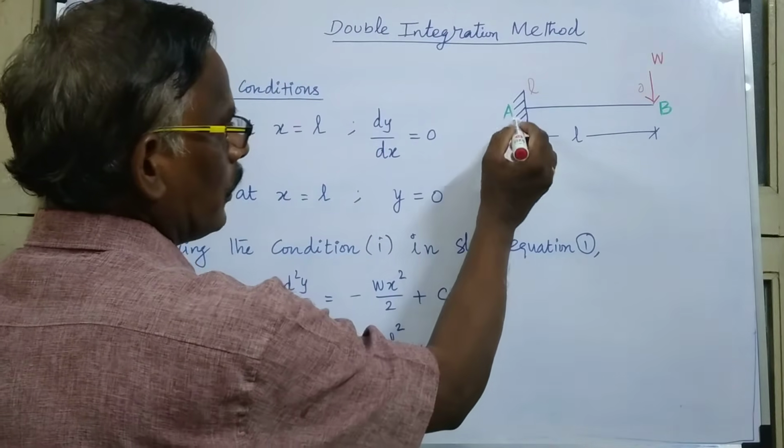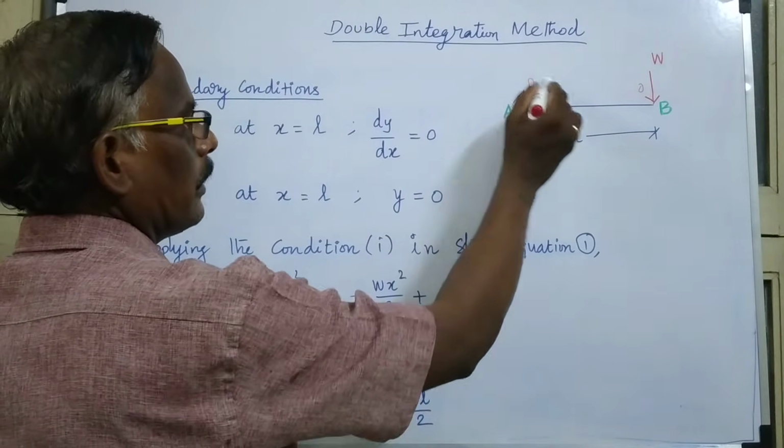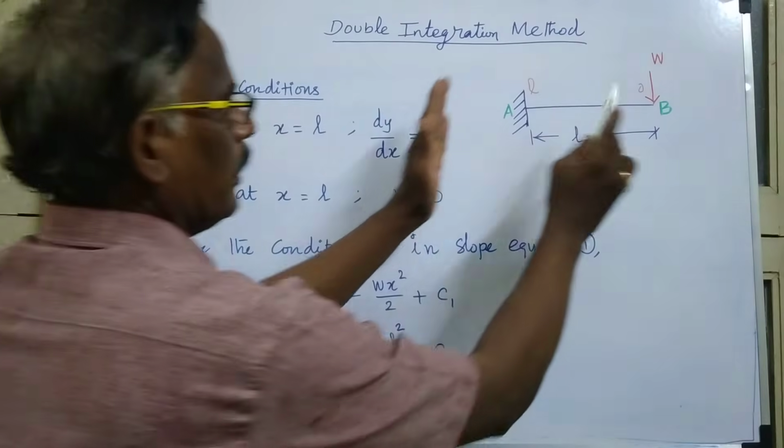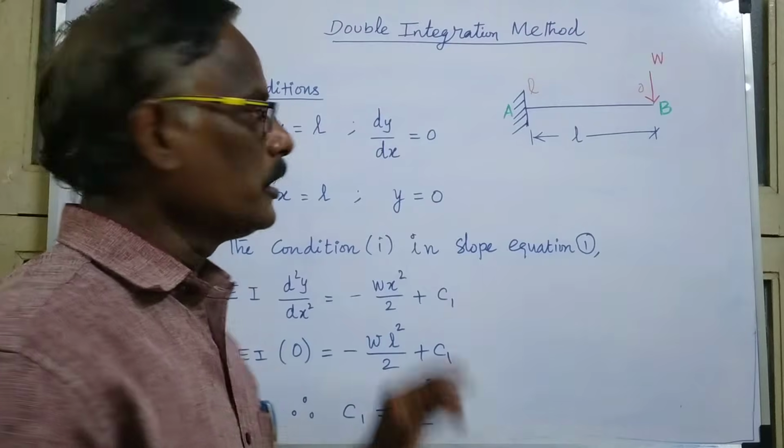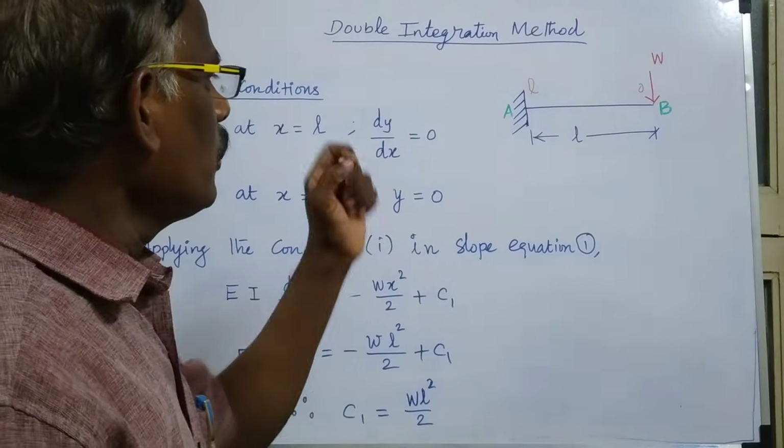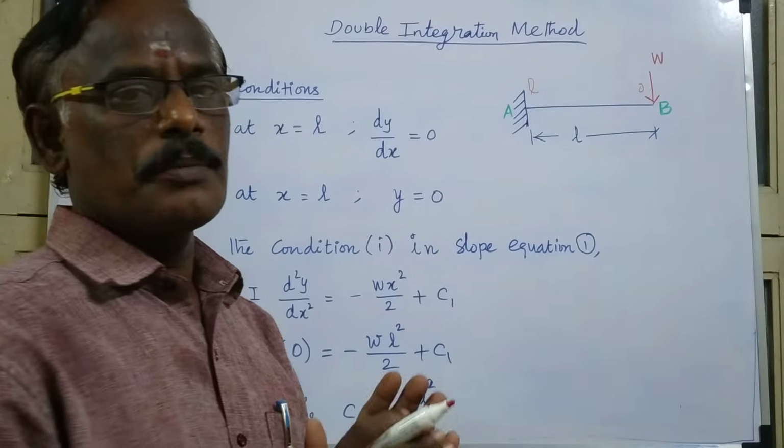At x is equal to L, that means at A, right? At x is equal to L, dy by dx is equal to 0. This is the first boundary condition. What is dy by dx? dy by dx is nothing but slope.